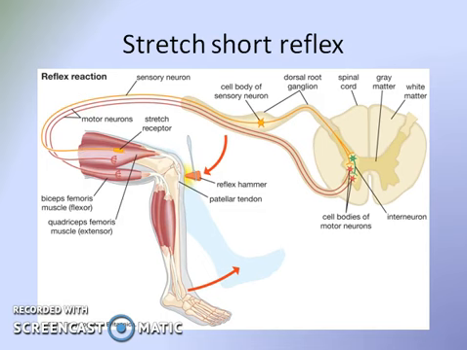This is a diagram of the stretch short reflex. This diagram shows that when you're hitting a knee with stimulus, it sends an impulse to the spinal cord through the sensory neuron, where it reacts and sends an impulse through the motor neuron to the muscle, which then causes a reaction from your leg.